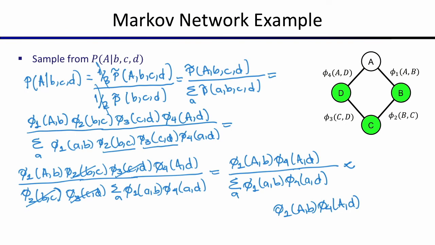So you're going to be very efficient again. You only need to multiply these two factors. We have the variables B and D instantiated. Only the variable A is not instantiated, and we need to see what the probabilities are for each value of A. We compute that, and we can sample A using those values.